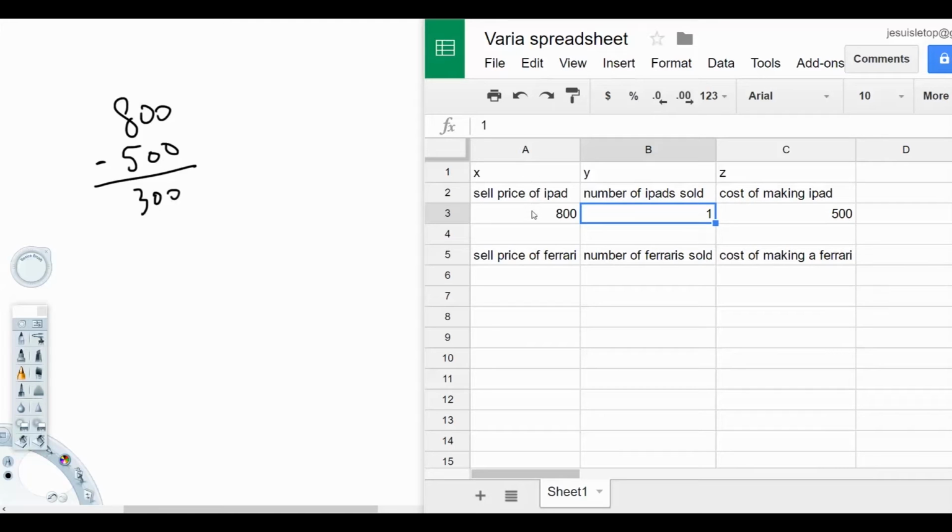They're going to change. Well, you're not going to be thinking 800, 100, 500. You're going to be thinking in X, Y, Z, where X is going to represent the sales price of the iPad, Y is going to represent the number of iPads sold, and Z is going to represent the cost of making an iPad. And those numbers can change, but you want an equation that will be able to work no matter what these numbers are. That's a pretty good example, I think.